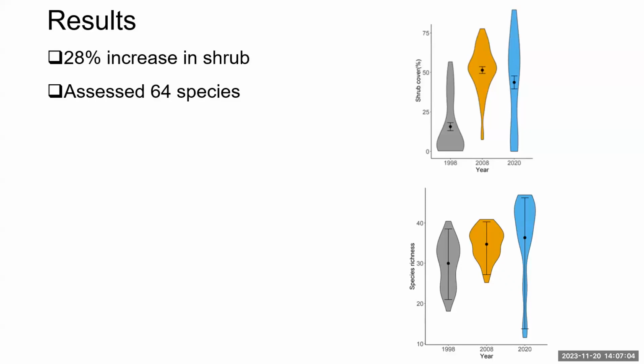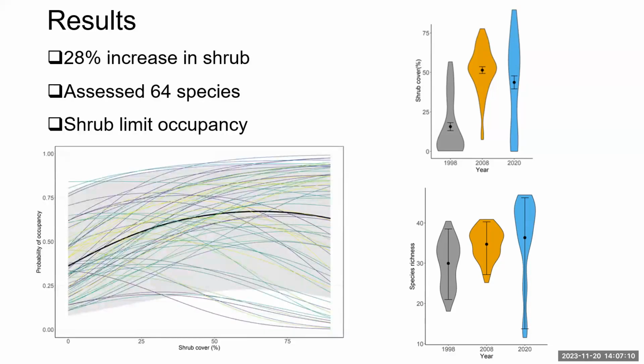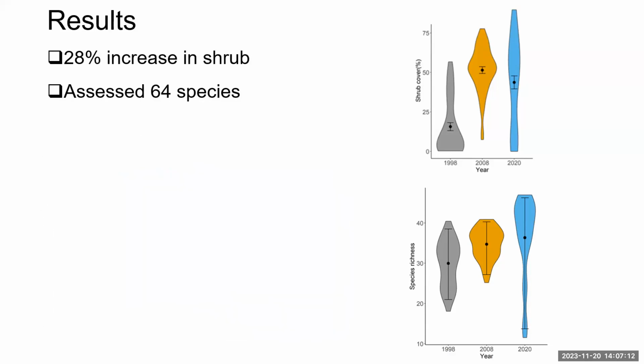We assessed variation of 64 species in total. And in this figure down here, again, the y-axis shows species richness. It shows that at the plot scale, we tended to see that increase in species richness, again, with that huge variation in 2020.